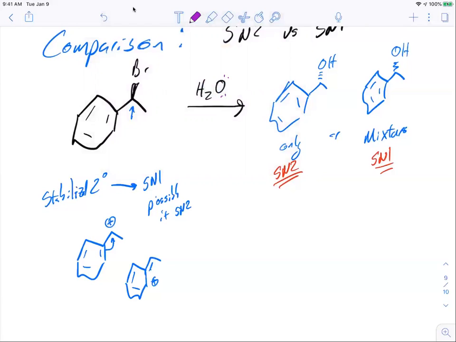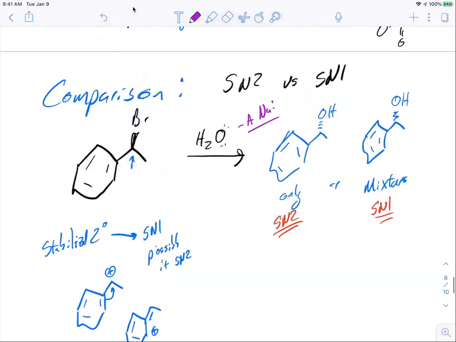Is water a good nucleophile? No, it's just a nucleophile. It has the lone pair. So if we're looking at just that information, we don't have anything else. Well, what about the leaving group? Is it a good leaving group? Yes, it's a good leaving group. Is a bromide going to obviously shift it one way or the other? No, it's a good leaving group.